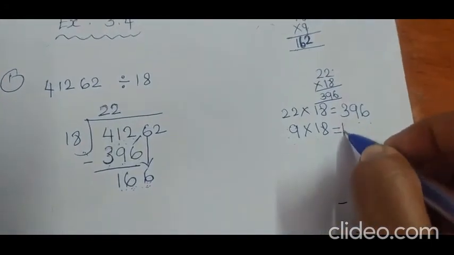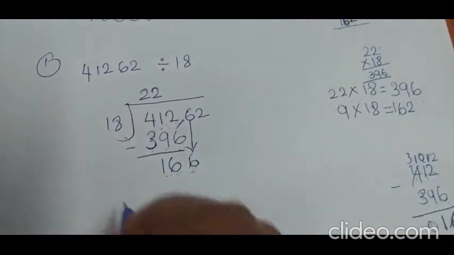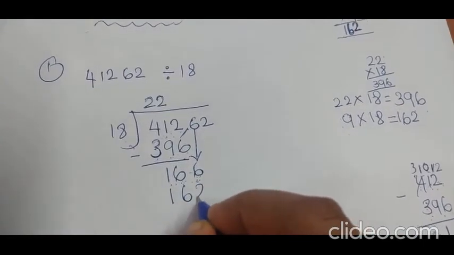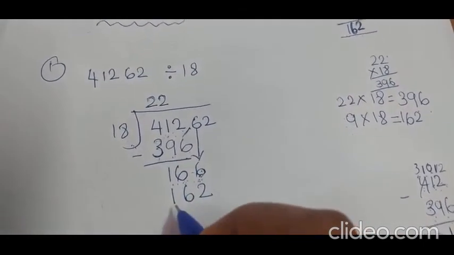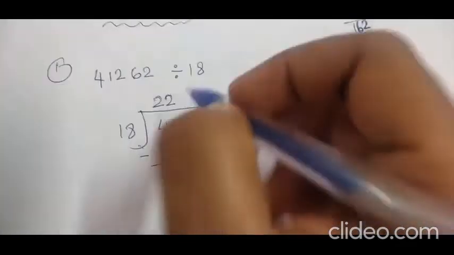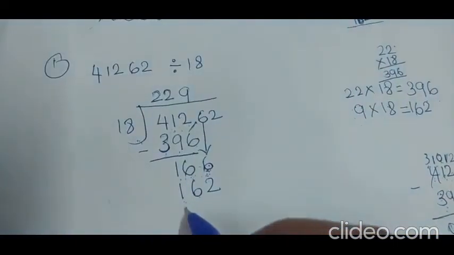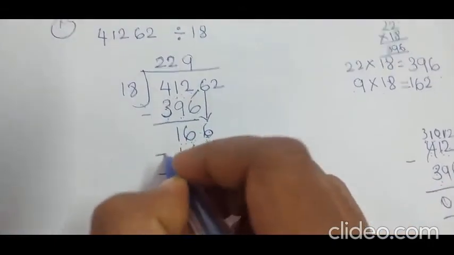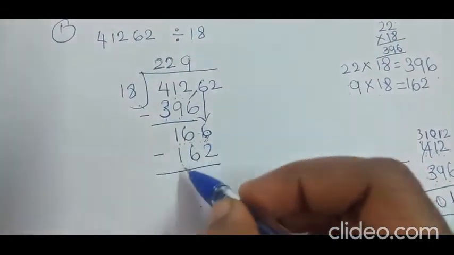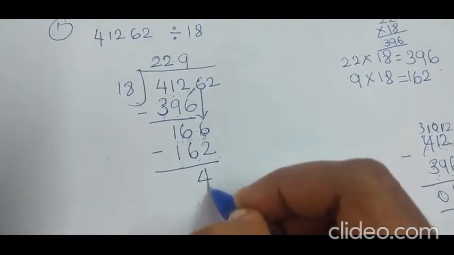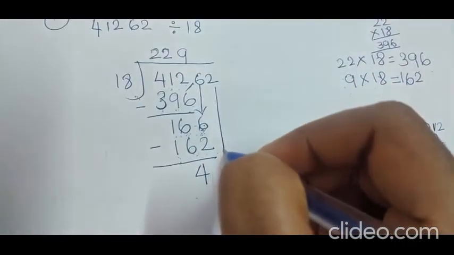So we will write here 9 into 18, 162. It is almost 166. It will not always come as an exact number. At least we are almost near 166. So by multiplying with 9, we got 162. Write it here. And then what I have told you, we have to minus. 166 minus 162 will get how much? Only 4.